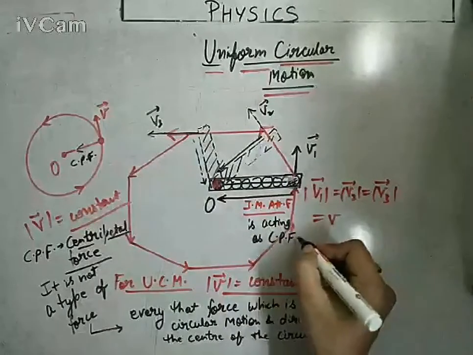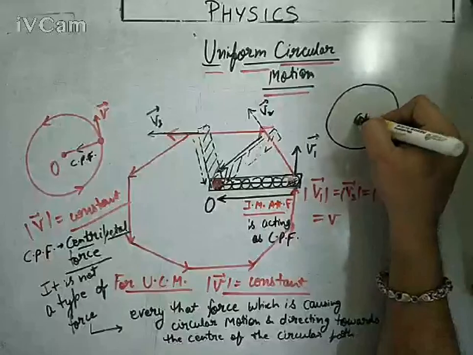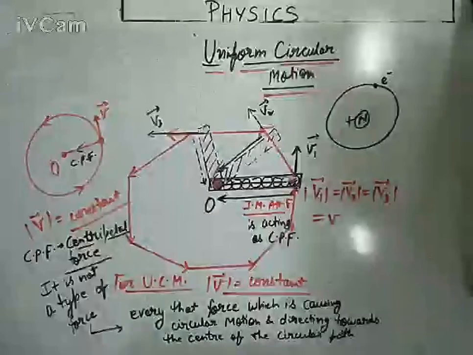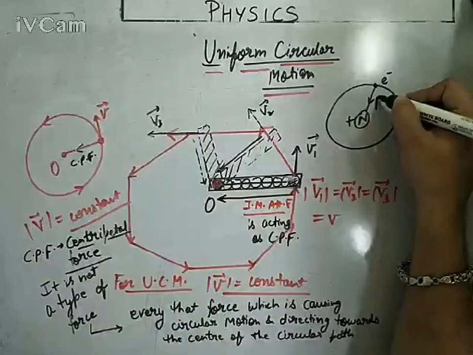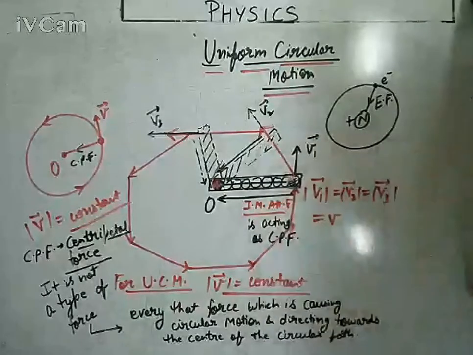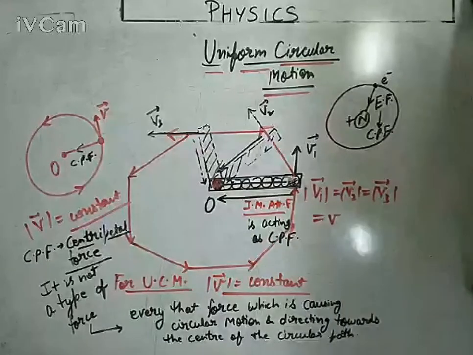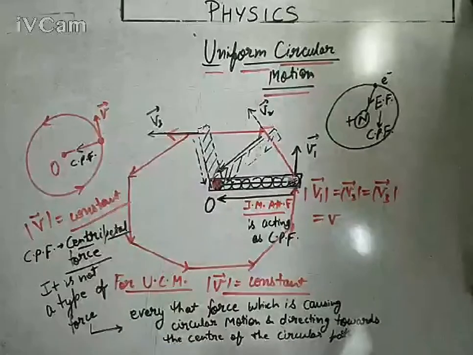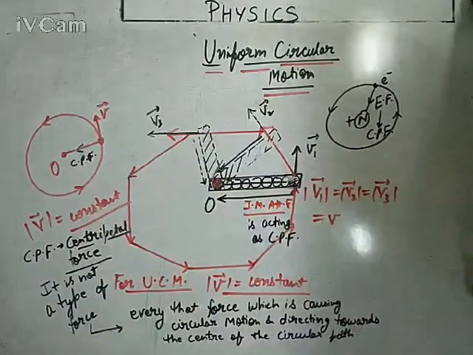Keep this in your mind. If we talk about the nucleus and the electron revolving around it, the nucleus is positively charged, we know it very well. The electron is negatively charged, and opposite charges attract each other. So here the nuclear effective force, which is actually an electric force, the force between the charges, is acting as a centripetal force. So centripetal force is not a force in itself. Every force which is causing circular motion and directed towards the center of the circular path will be treated as a centripetal force.